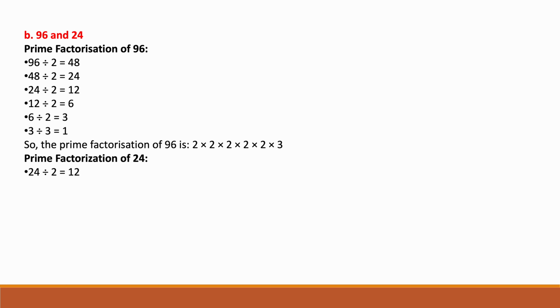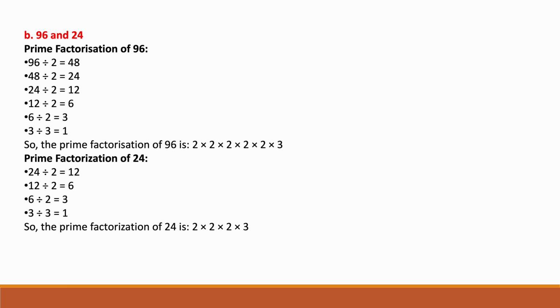Prime factorization of 24. 24 by 2 is 12. 12 by 2 is 6. 6 by 2 is 3. 3 by 3 is 1. So the prime factorization of 24 is 2 into 2 into 2 into 3.